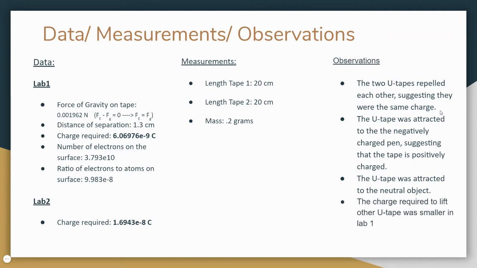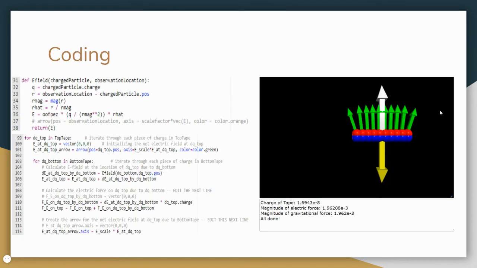The charge required to lift the tape in Lab 1 was 6.1e-9 coulombs. And the charge required to lift the tape in Lab 2 was around 1.7e-8 coulombs, which is a pretty significant difference. And so this new observation is the charge required to lift the other U-tape was smaller in Lab 1. I will go over this in the next slide.